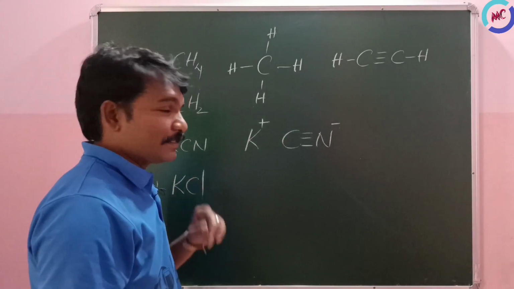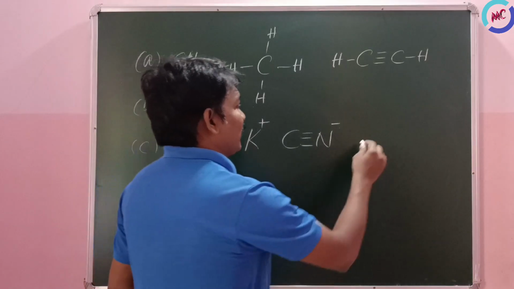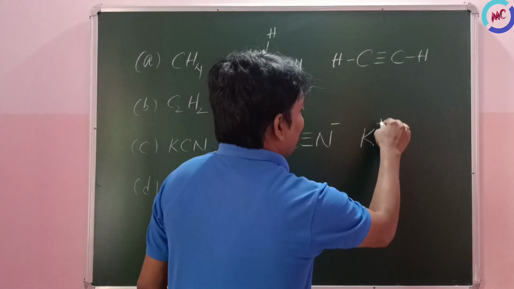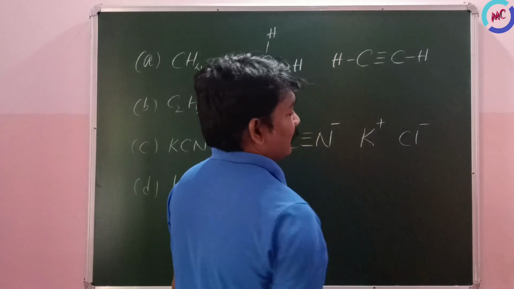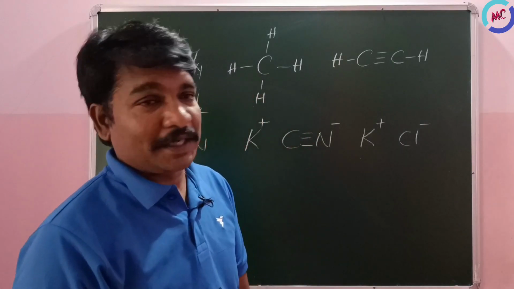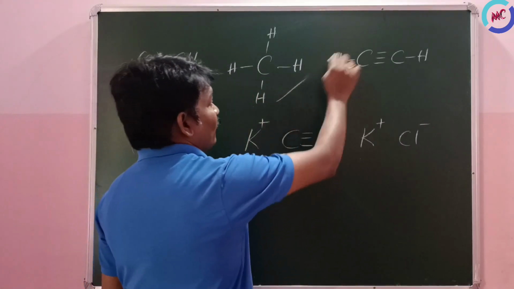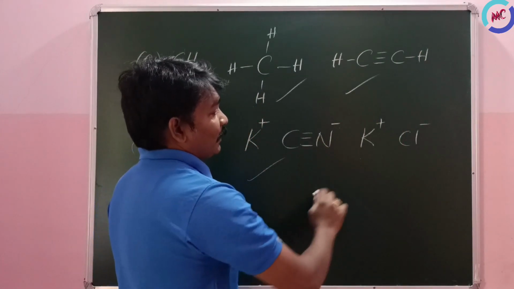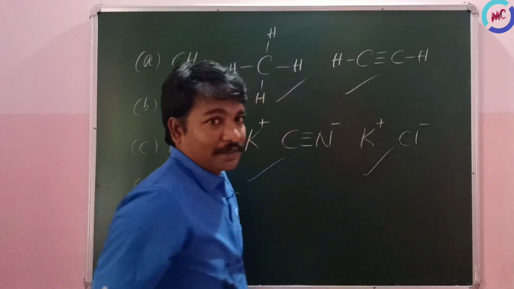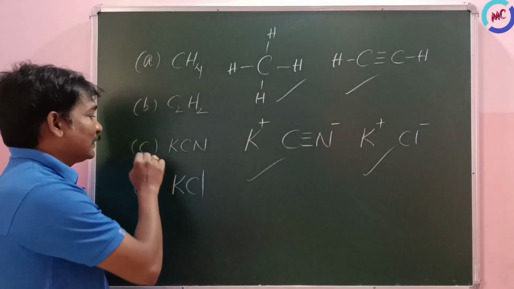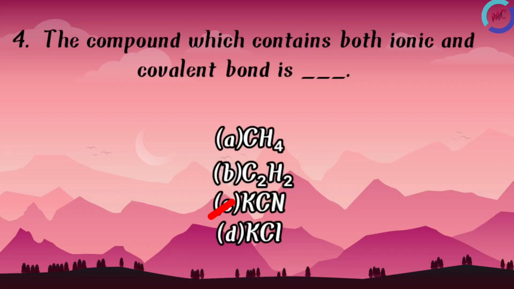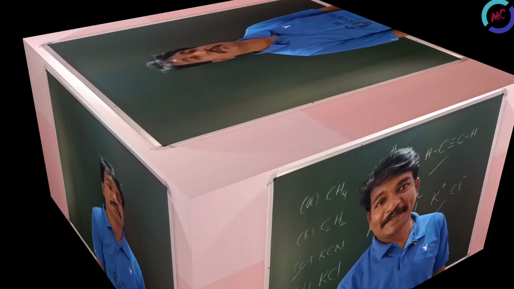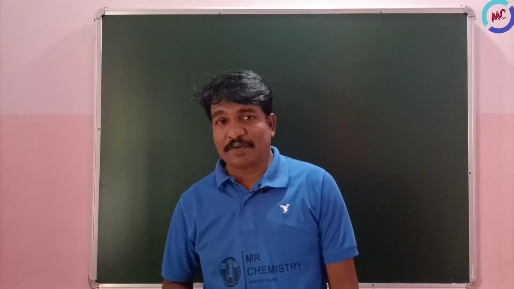Let us check KCl also. And see here, in case of KCl, K plus Cl minus, it has only ionic bond. There is no covalent bond. Once again check it. Covalent bond, ionic bond and covalent bond, and only ionic bond. And our answer is KCN, which has both covalent and ionic bond. Please note down this.